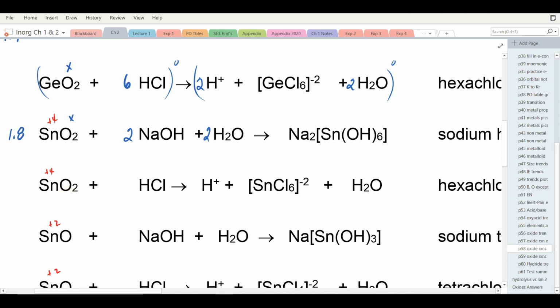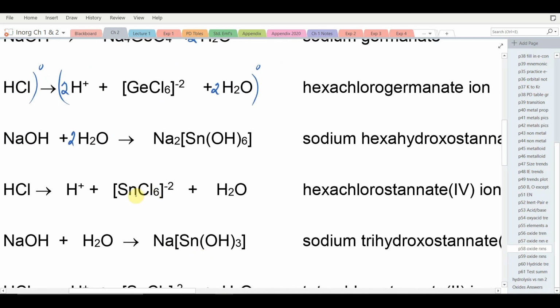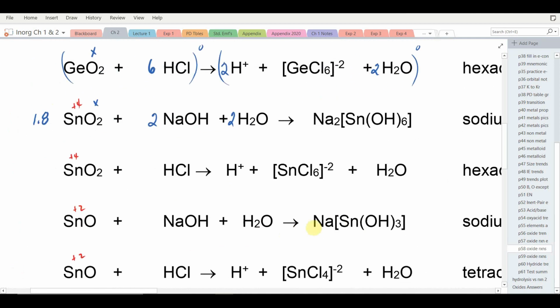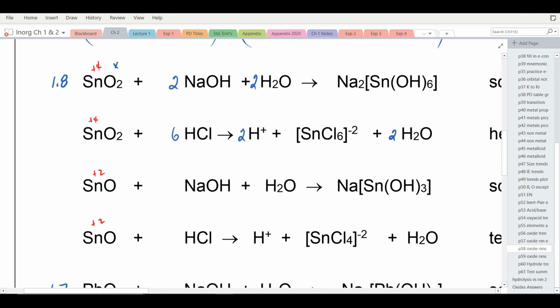Tin 4 oxide in HCl forms hexachlorostannate ion. So again, don't worry about the nomenclature for now. We'll get to that later. But we can balance this. 6 chlorides, 6 chlorides. 2 oxygens here, 2 here. 6 chlorides on the left. There's 4 plus 2 makes 2 more, and that's balanced for charge and for mass. The charge is 0 on both sides. So you're not responsible for that either.